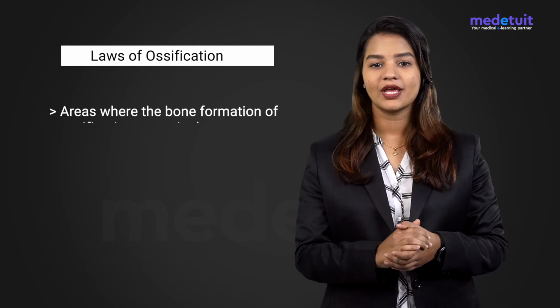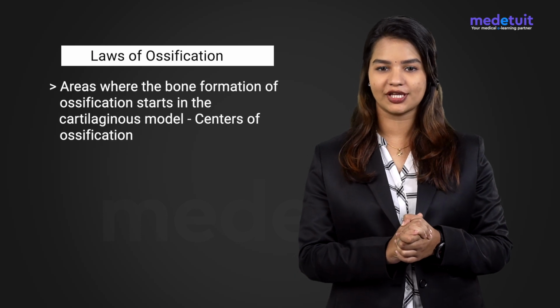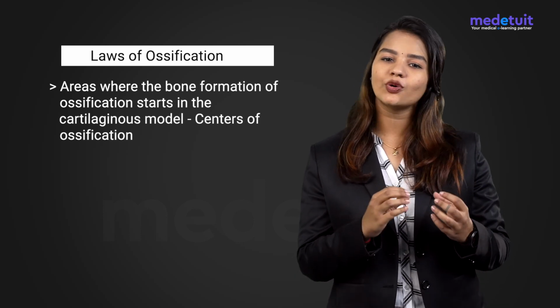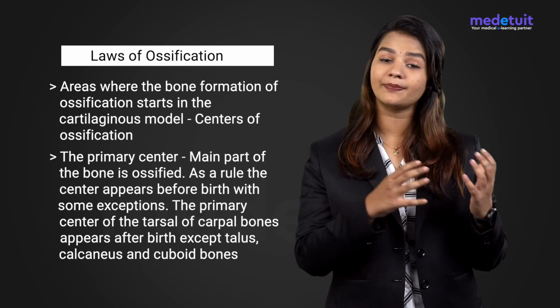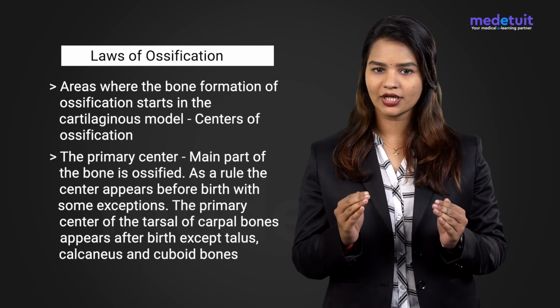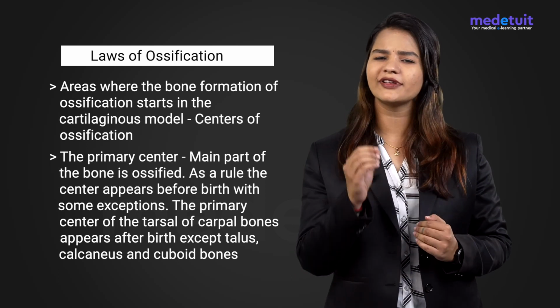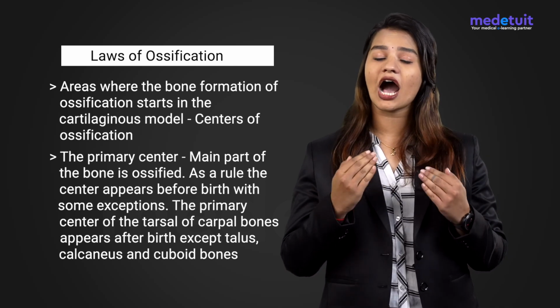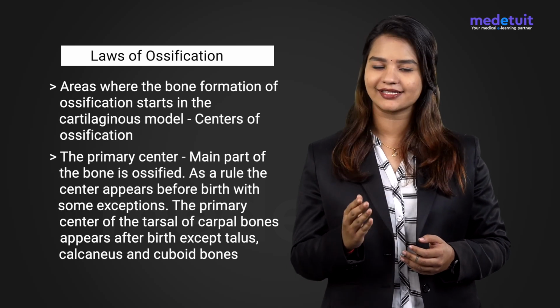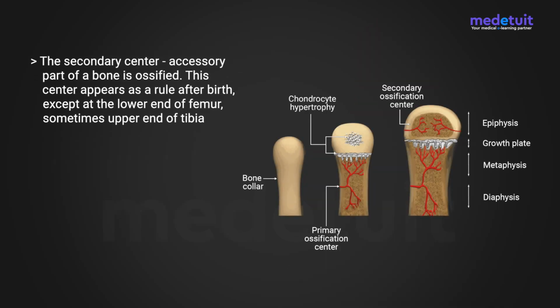Laws of ossification. The areas where the bone formation of ossification starts in the cartilaginous model are known as the centers of ossification. The primary center is that from which the main part of the bone is ossified. As a rule, the center appears before birth with some exceptions. The primary center of tarsal and carpal bones appears after birth except talus, calcaneus and cuboid bones. The secondary center is that from which accessory part of bone is ossified. This center appears as a rule after birth except at the lower end of femur and sometimes upper end of tibia.